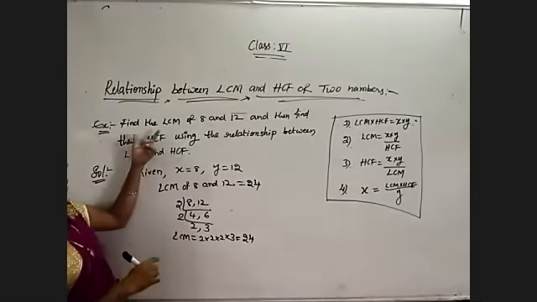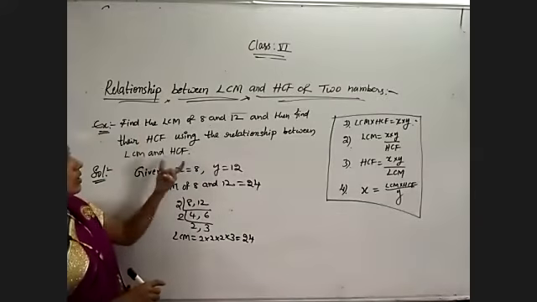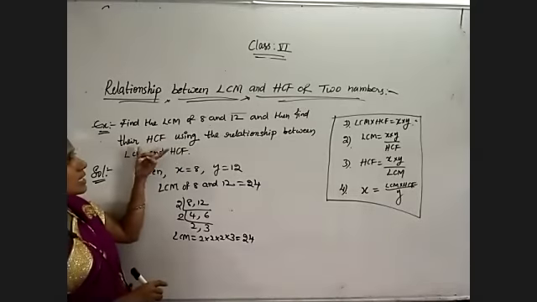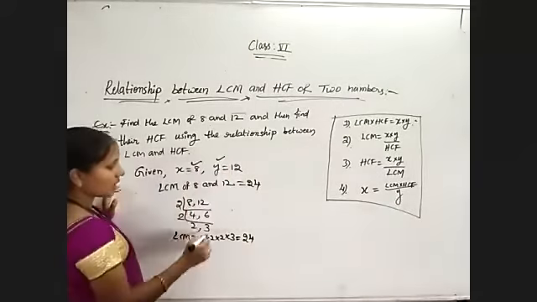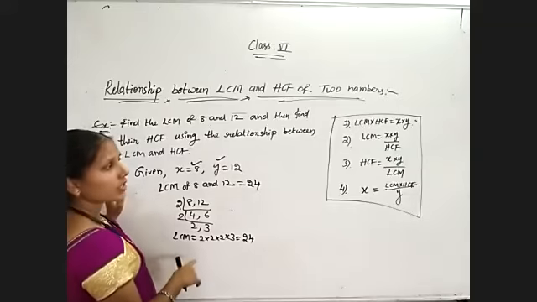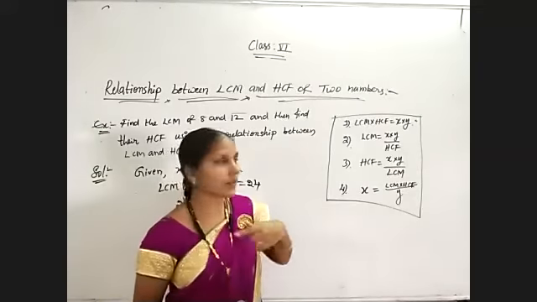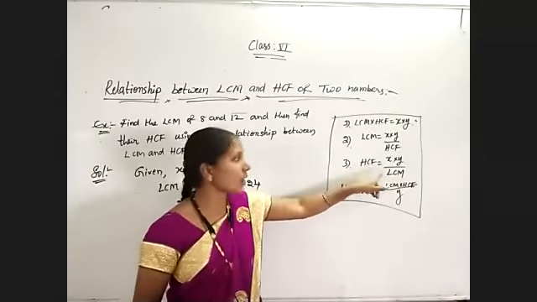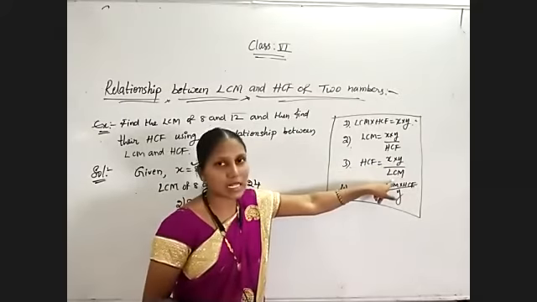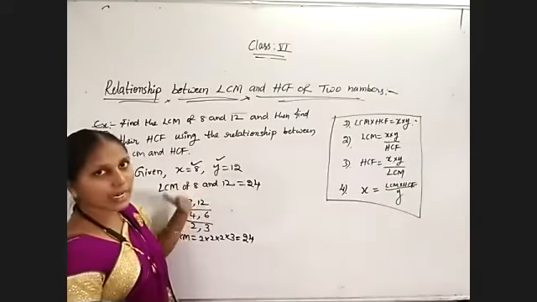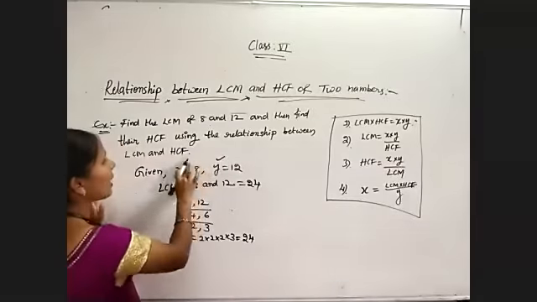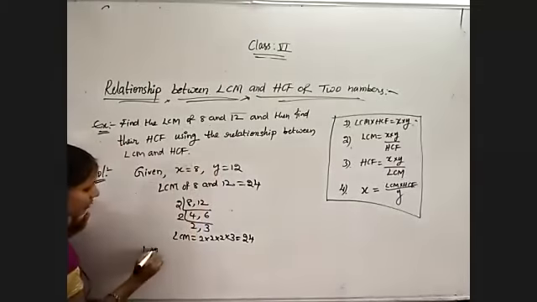Now, the first question, find the LCM, is over. Then find their HCF using the relationship. So we have the X, Y values and the LCM also. Which value do we need to find out? HCF. What is the formula for HCF? Product of the numbers by LCM. By using the relationship they are asking. Don't go through the direct method. So therefore we have the relationship.